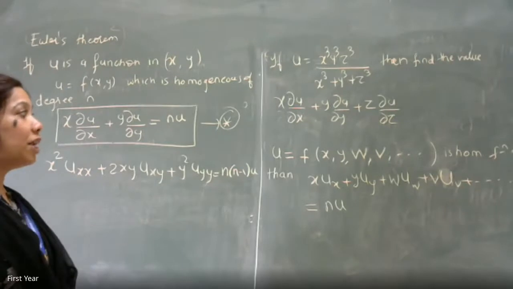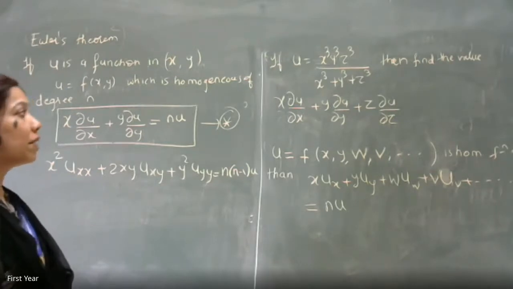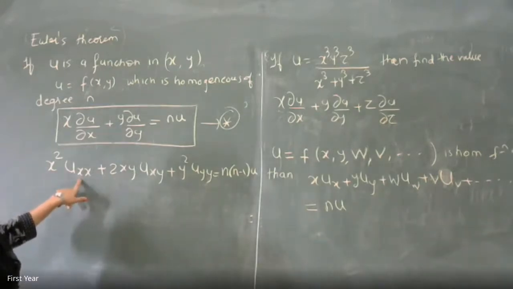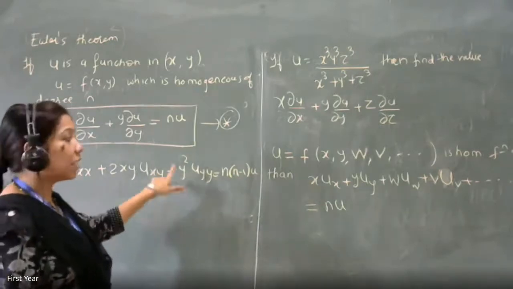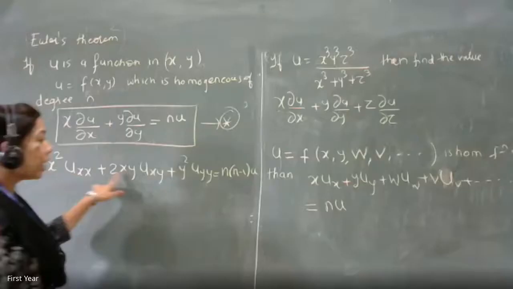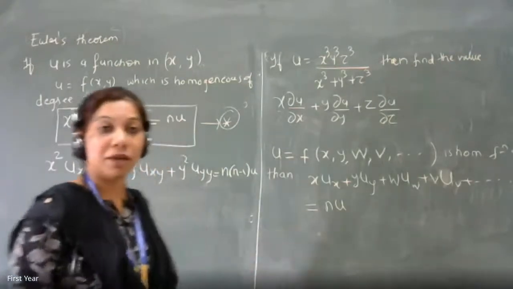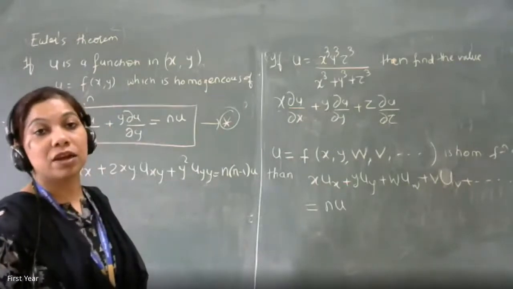If there are 3 variables, what will be the expression of second order? x square uxx, y square uyy, and z square uzz plus 2xy uxy plus 2yz uyz plus 2zx uzx. All possible combinations, okay, is equal to n into n minus 1 u. The final answer will be the same, but the expression on the left hand side will change. Clear? Yes, ma'am.